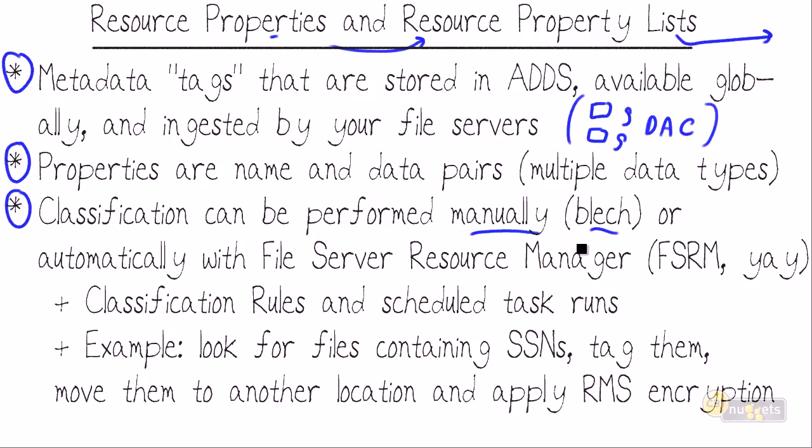Or the better way is to use FSRM, which again we learned about in the previous nugget and we'll practice with today. We can create classification rules and run these on a schedule and even take action on files depending upon how they're classified. As an example, we can configure FSRM to scour directories for files containing Social Security number strings. I'm actually going to include that in the demo so you can see how the regular expression stuff works. When it finds those files, we can tag or classify them, move them to another location, and then the cherry on top of the proverbial sundae, apply RMS encryption.